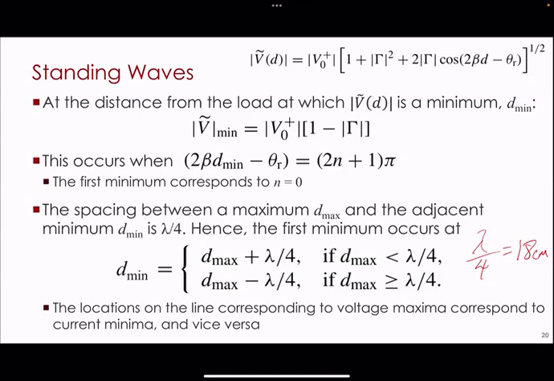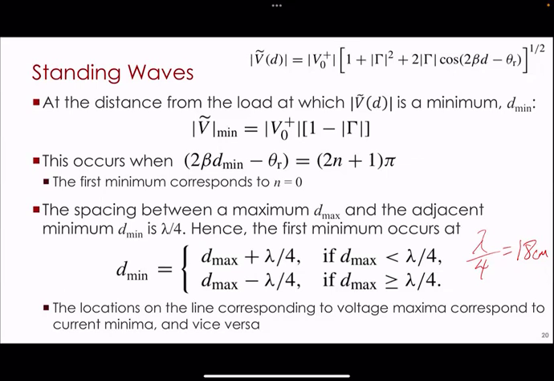So now we have numbers here. This is really our D max 1, which we said was 2.9 centimeters. And we know what our lambda divided by 4 is. It's 18. So then you just ask yourself the question, is 2.9 less than 18? Yes. So we use this one, which really just means we use the plus.